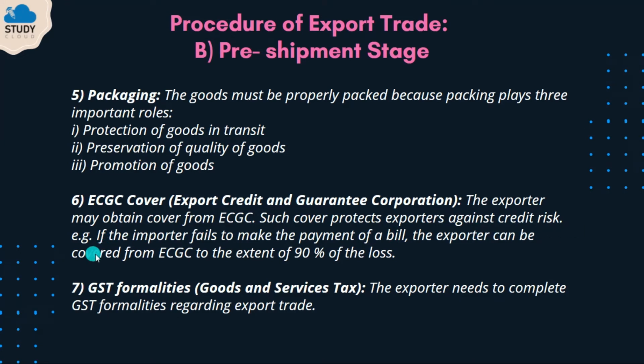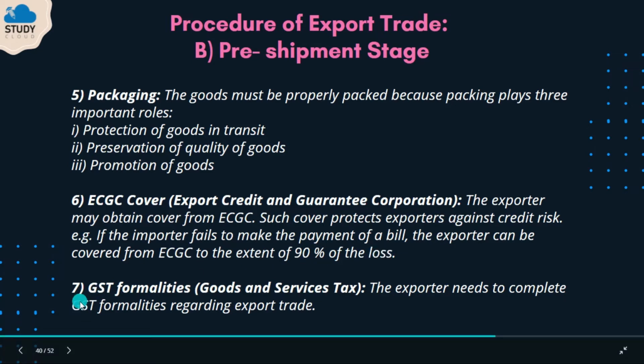For example, if the importer fails to make the payment of a bill, the exporter can be covered from ECGC to the extent of 90% of the loss. Means 90% of the loss will be paid by ECGC to the exporter if the importer does not pay the amount of the bill. Seven is GST formalities, that is goods and service tax.